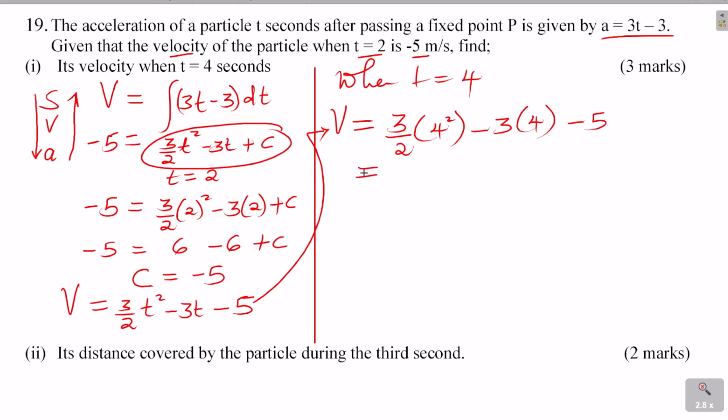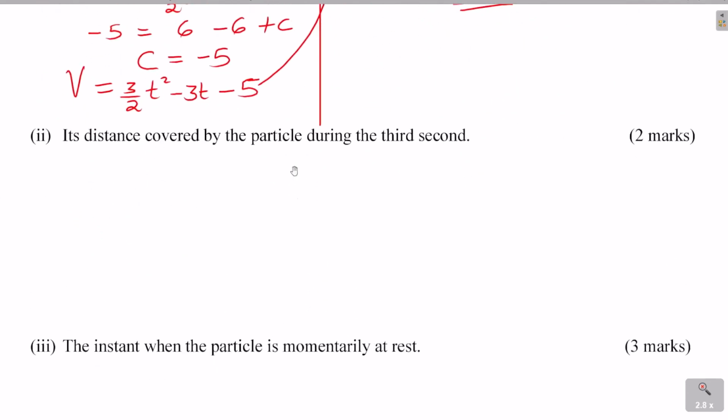This 4 squared is 16, which gives 24, and then this gives 12, and then 5. When you work it out, you get 7 meters per second. So that is the velocity when t = 4 seconds. Now let's go to the second part.